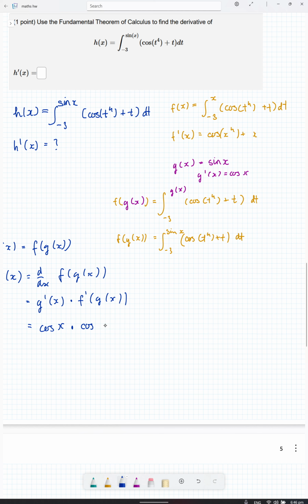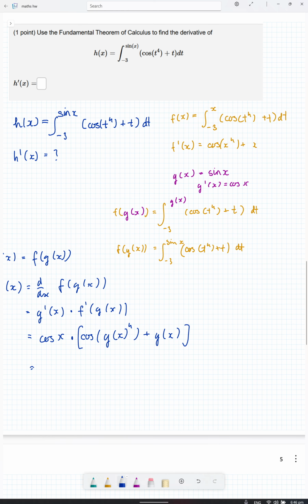So we put cos of, remember x here, but then we have f'(x) with g(x) inside, so we need to put g(x) in where the different x's are. So what's that going to turn out to? We have cos of g(x)^4 plus g(x). And all of this is being multiplied by cos x, and now all we have to do is substitute g(x), which is sin x.